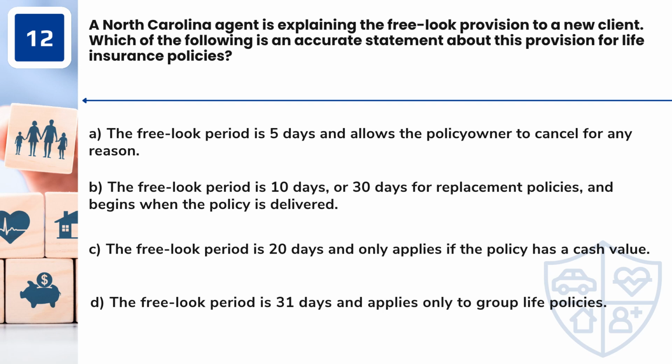A North Carolina agent is explaining the free look provision to a new client. Which of the following is an accurate statement about this provision for life insurance policies? A. The free look period is 5 days and allows the policy owner to cancel for any reason. B. The free look period is 10 days, or 30 days for replacement policies, and begins when the policy is delivered. C. The free look period is 20 days and only applies if the policy has a cash value. D. The free look period is 31 days and applies only to group life policies.